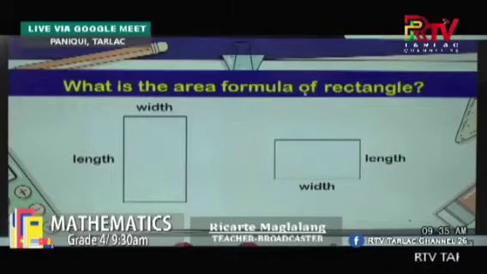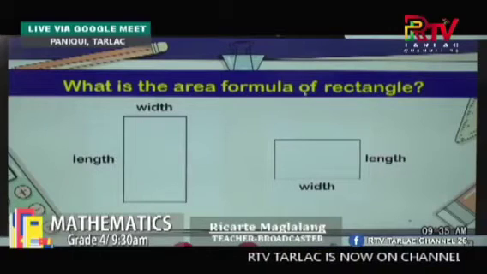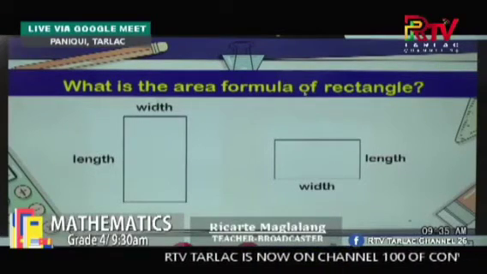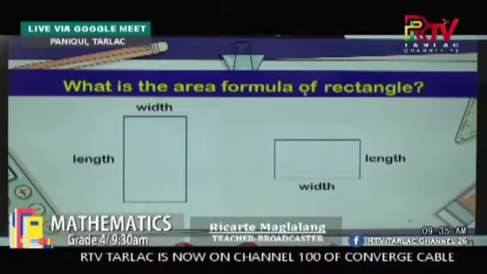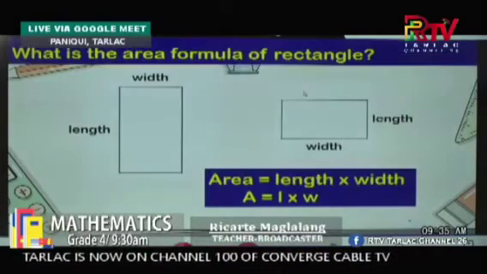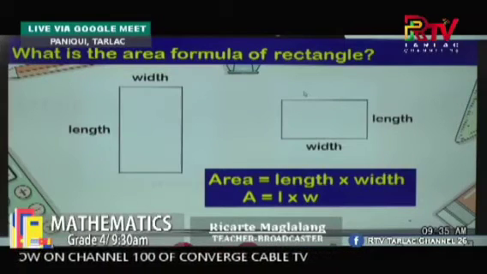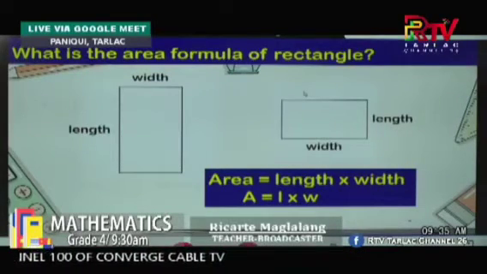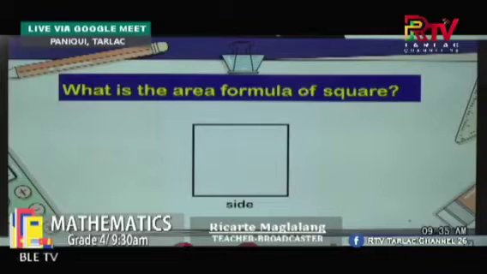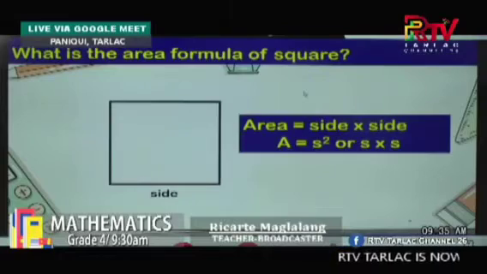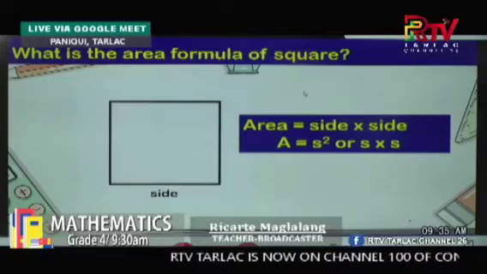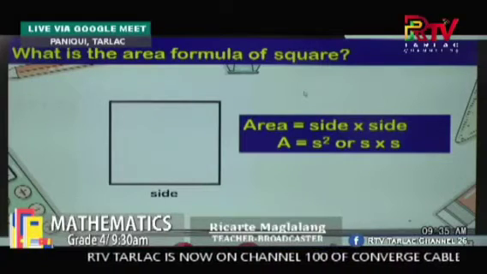Let's have a review about the area formula of rectangle and square. What is the area formula of rectangle? Area is equal to length times width, or A equals L times W. What about the area formula of square? The area formula of square is area equals side times side, or A equals S squared, or S times S.